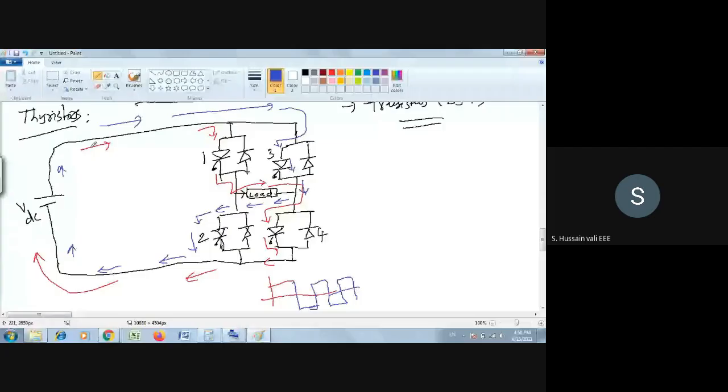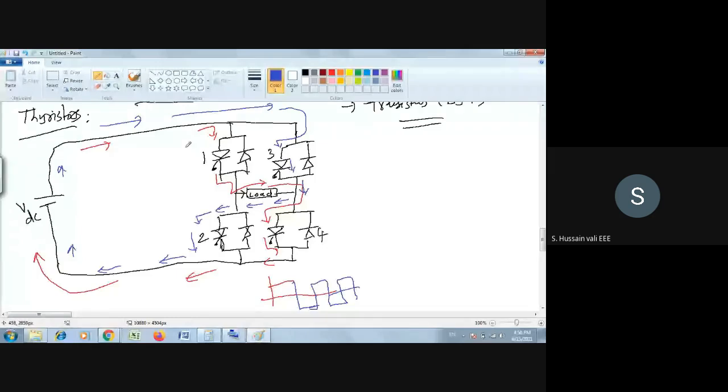You know this very well from the single phase bridge. Now, before you turn on 3 and 2, you have to turn off 1 and 4. You cannot turn on 3 and 2 otherwise. Then you need a commutation circuit here. A commutation circuit for what? For turning off 1 and 4. So that one I will draw now.